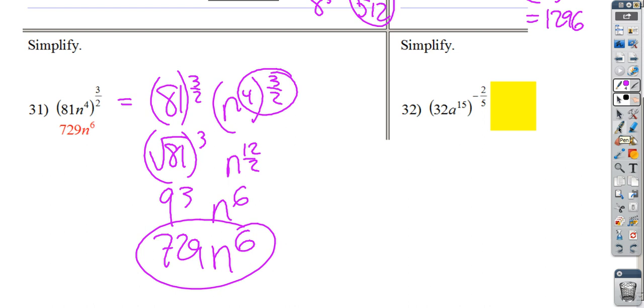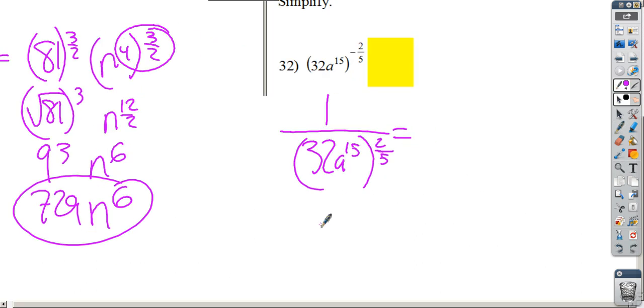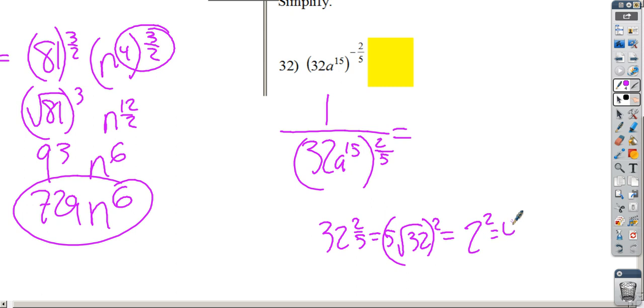Alright, next one here. So first because of that negative exponent, let's flip it and make it positive. So 1 over 32 a to the 15th to the positive 2/5, and now it's the same as the other one. So let's do 32 to the 2/5. That means take the 5th root of 32 and then raise it to the 2nd power. 5th root of 32, what number times itself 5 times is 32? That would be 2. And then 2 squared is 4. So this is going to be 1 over 4.